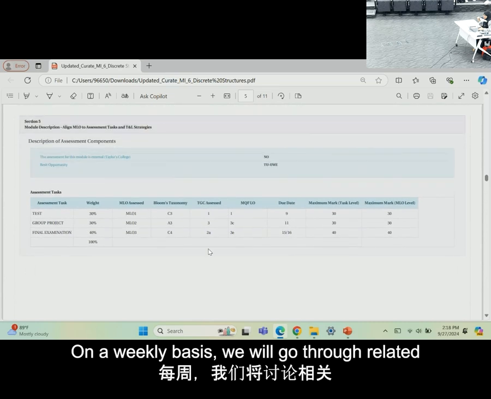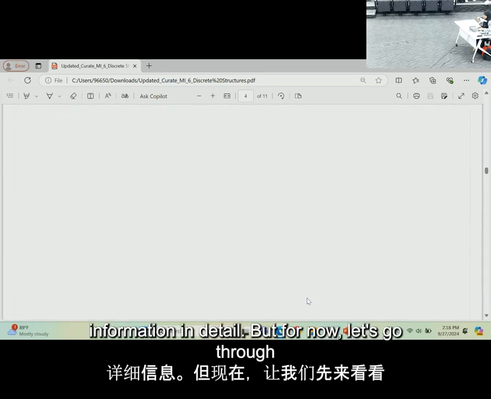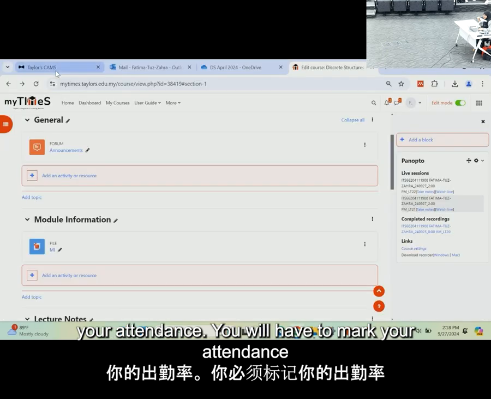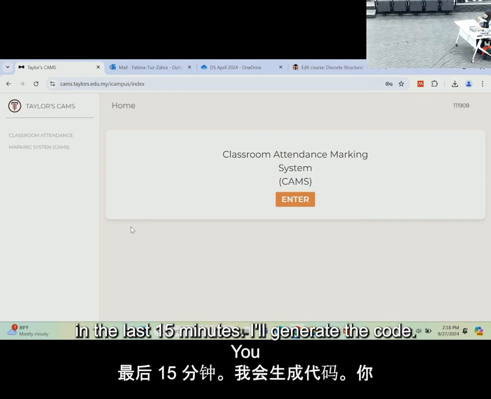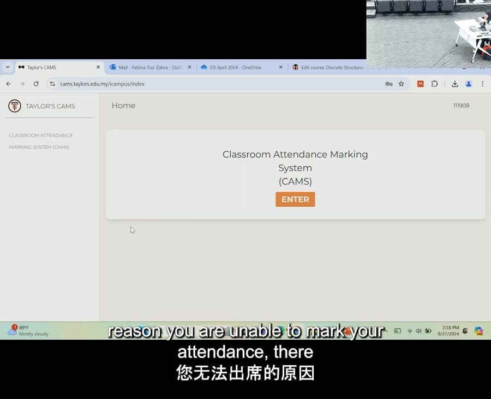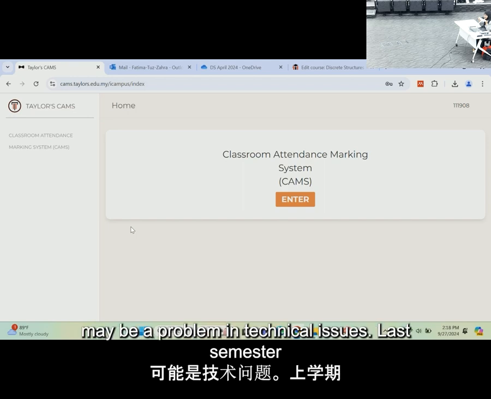On a weekly basis, we will go through related information in detail, but for now, let's go through your attendance. You will have to mark your attendance in the last 15 minutes. I'll generate the code. You will have to mark your attendance, and if for any reason you are unable to mark your attendance, there may be a problem with technical issues.